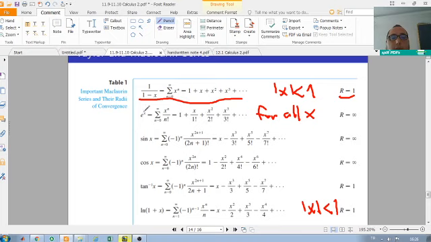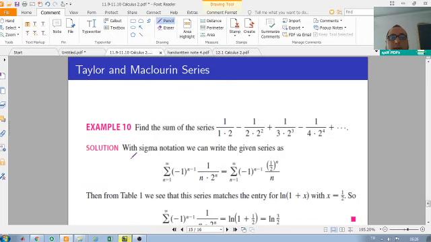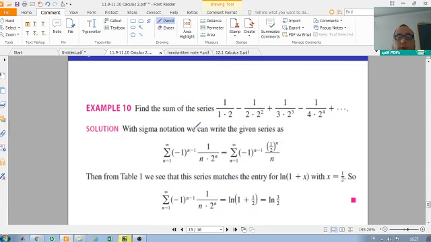So how can we use them in applied science? For example, find the sum of the series 1 over 1 times 2 minus 1 over 2 times 2 squared plus 1 over 3 times 2 to the power 3, and so on. So first let's find the general term of this series. By using the sigma notation, we can write the given series as it is an alternating series. Therefore, we write minus 1 to the power n minus 1, or minus 1 to the power n if you start at 0.